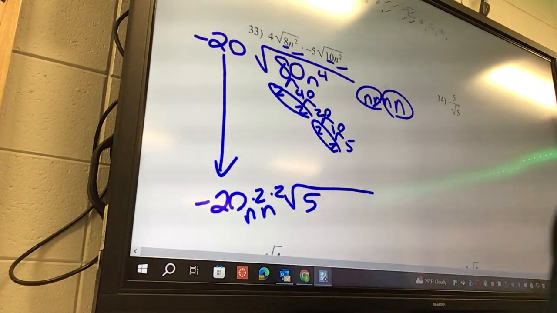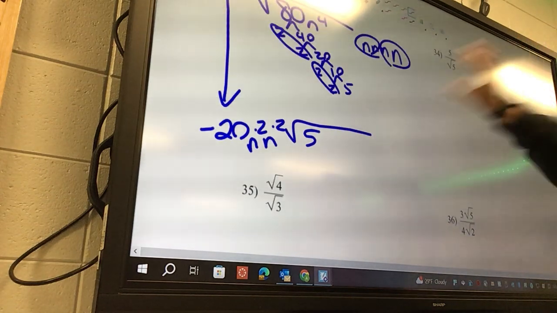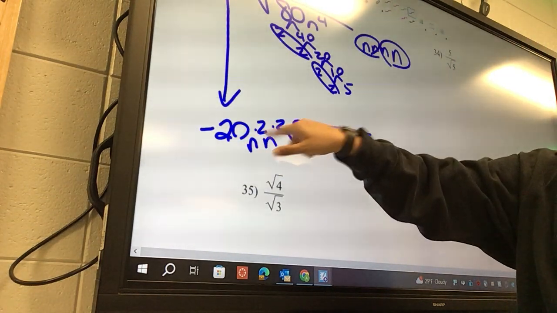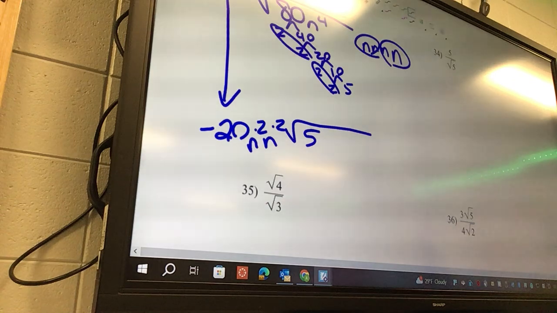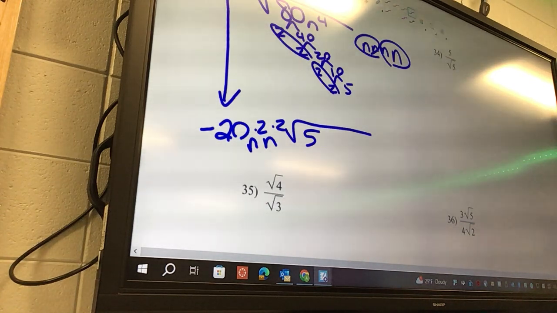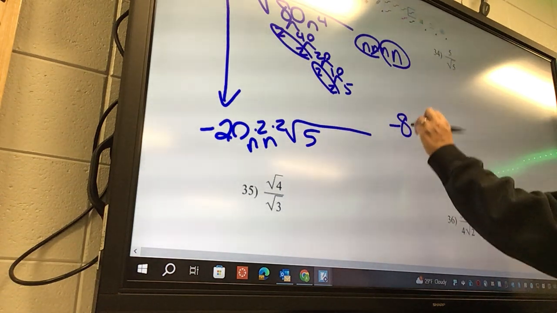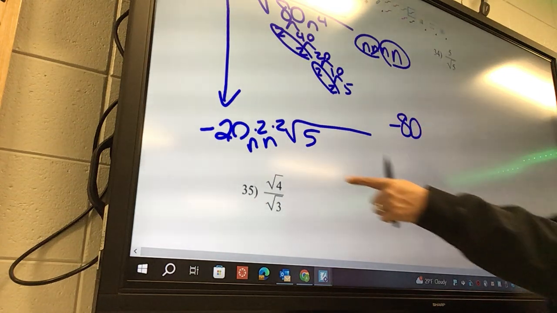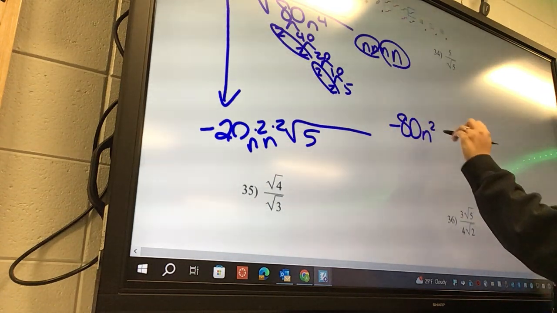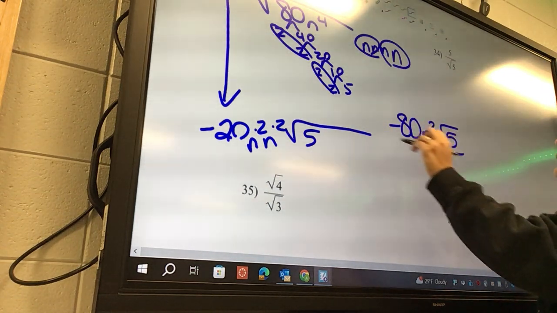So those guys are gonna go on the outside. Okay, and then you need to times all this stuff. So negative 20 times 2 times 2. What is negative 20 times 2 times 2? Negative 80. And then we got 2n, so it's gonna be n squared, square root 5.